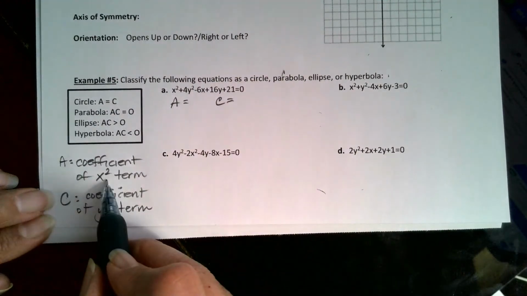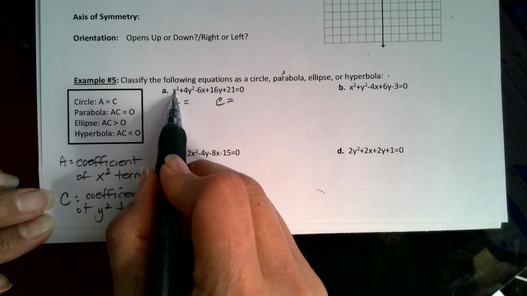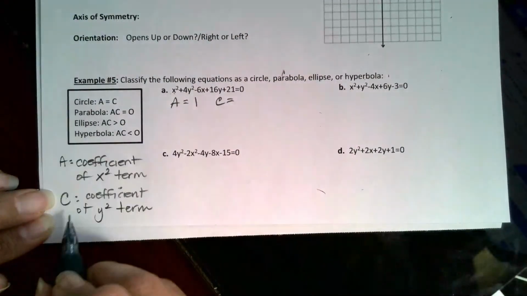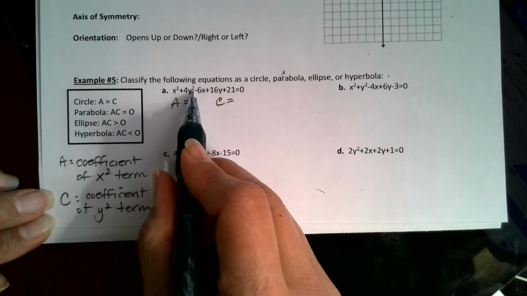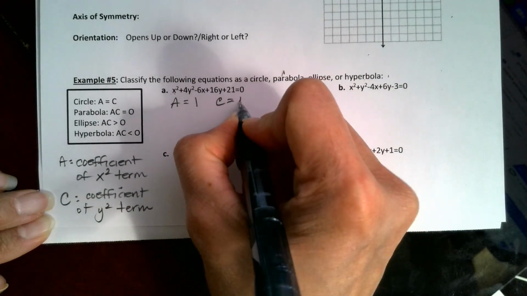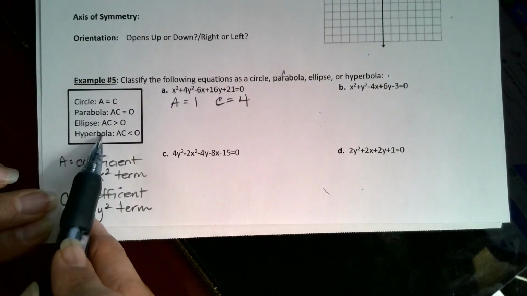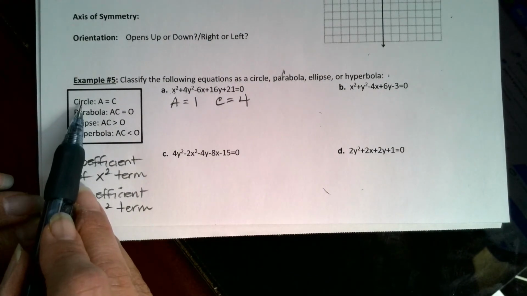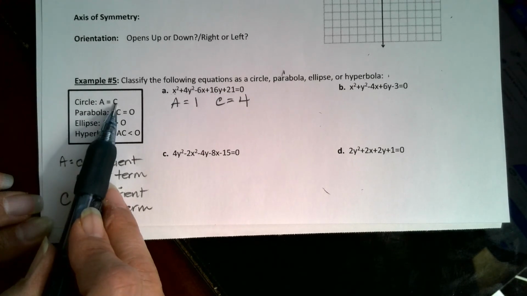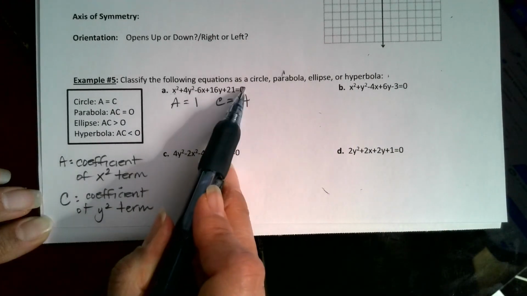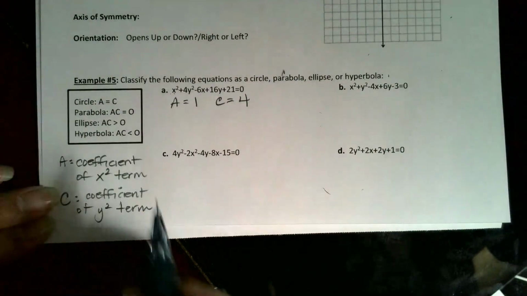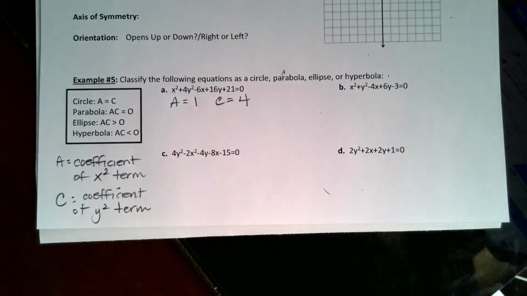Well, A is the coefficient of x squared, so if I go to my x squared term, the number in front of x squared here is a 1, and the number in front of my y squared term is 4, which is the coefficient of y squared, C. Okay, and I look over here to my right and I see that if my A and my C value, those two coefficients, are equal, then automatically my equation is classified as a circle, but that's not the case. So for all the other 3 options, you actually need to calculate what A times C is.